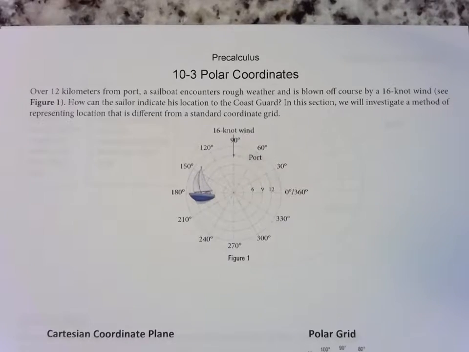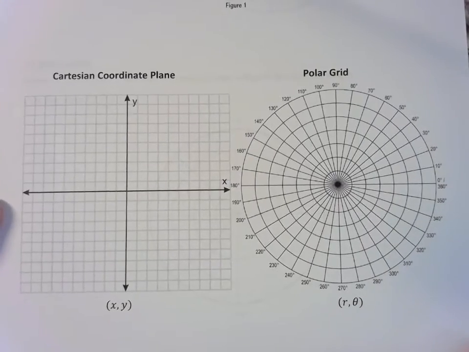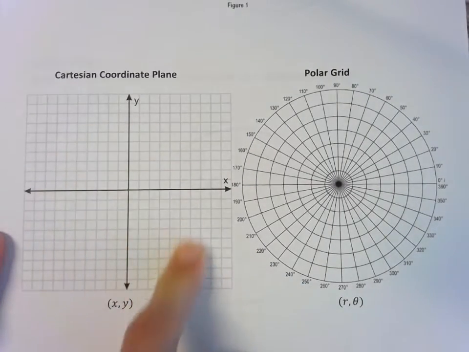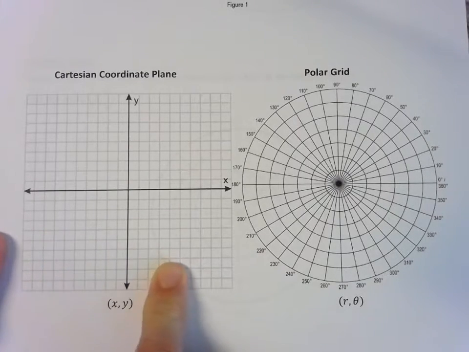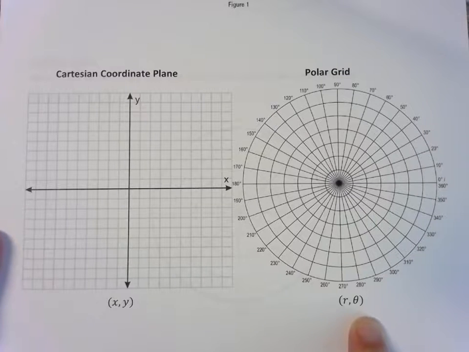So this is what we have been doing. All the graphs that we worked with in the past were called the Cartesian coordinate plane. And what we're going to be working with now is a polar grid. So we'll be using a radius measure and angle measure instead of an X and a Y.